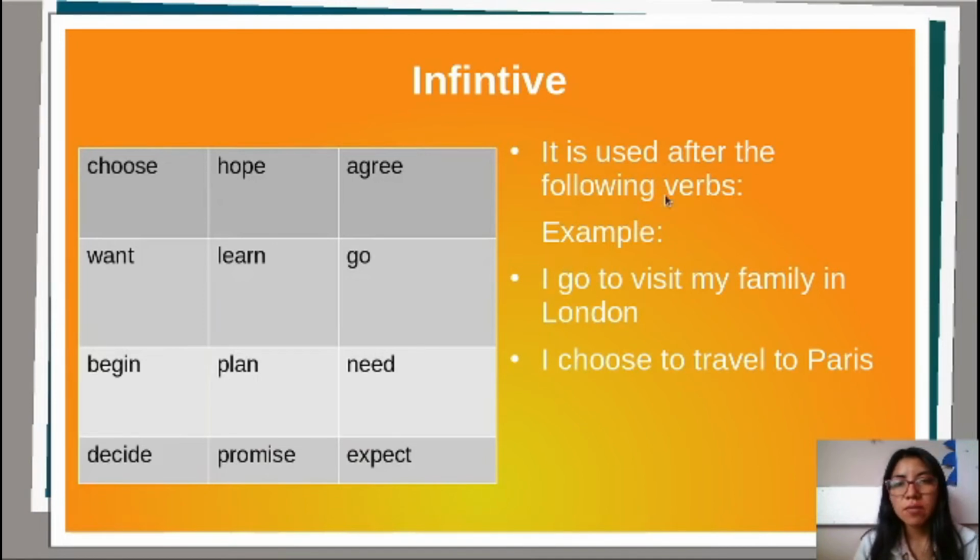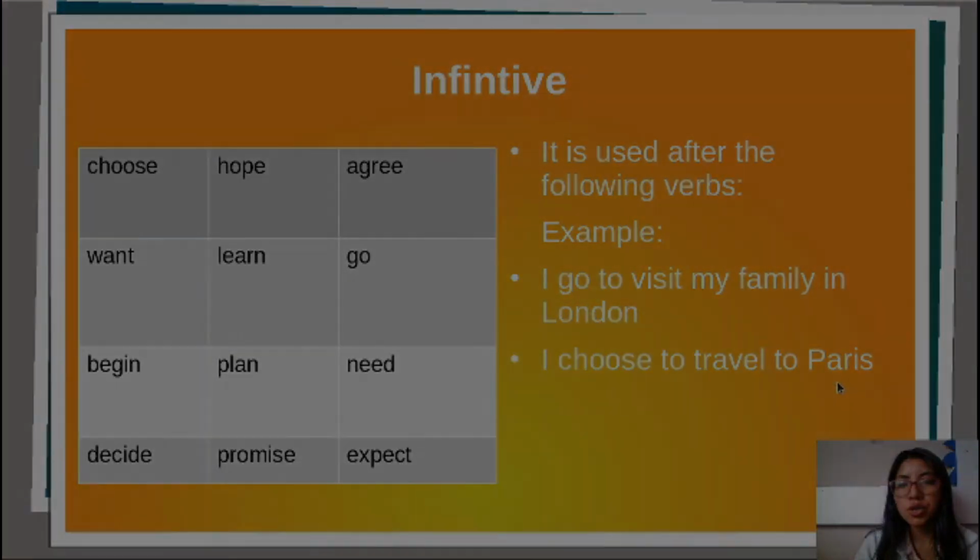It is used after the following verbs. Example, I go to visit my family in London. It means you have to identify the verb in this list. In this case, go is in the infinitive list. So I go to visit my family. In the second case, choose. If the verb choose is in the list, pay attention. If choose is in the list, I have to use an infinitive. For this reason, I choose to travel to Paris.